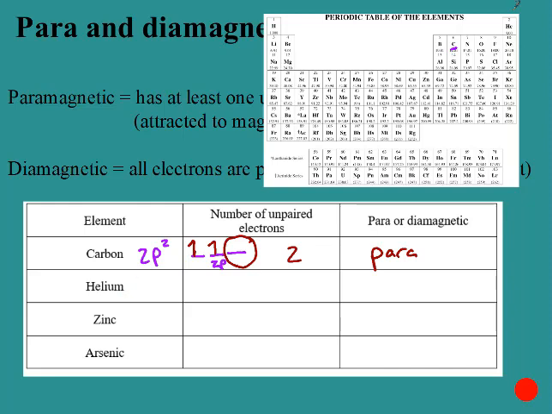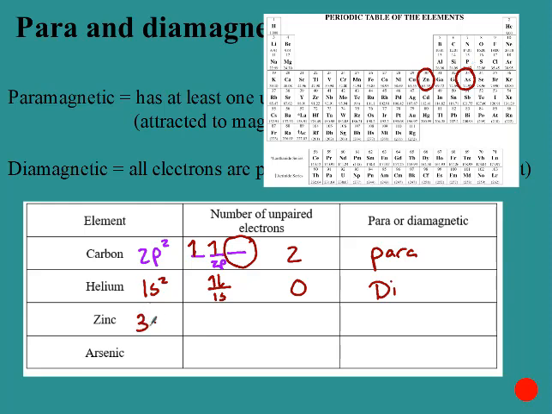Helium, 1 more together. So here's helium. It's in the 1s2. Well, s only has 1 orientation, so that's my 1s. And I have 2 electrons in there. So notice I don't have any unpaired electrons. So this one would be diamagnetic. I'm going to pause the video and do zinc and arsenic on your own.